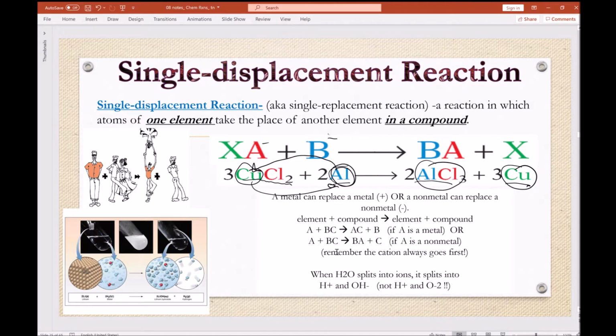Keep in mind, you may see special cases, such as when water splits into ions, it's going to split into H+ and OH-. It does not split into hydrogen ions and oxygen ions. Okay, because H+ and OH- hydroxide will combine to form H2O.